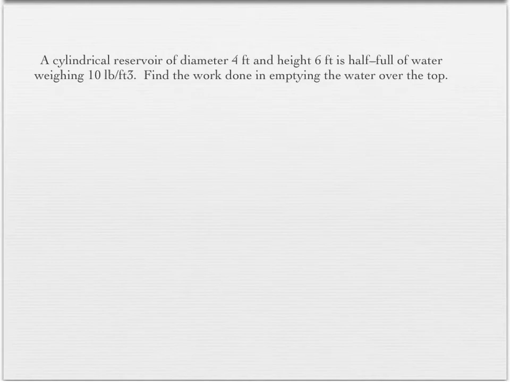This is a cylindrical reservoir of diameter 4 feet and height 6 feet, half full of water weighing 10 pounds per cubic foot. Find the work done in emptying the water over the top. First thing I'm going to do is try to draw this a little bit. So here's my cylinder, and I'm going to try to label some of the things.